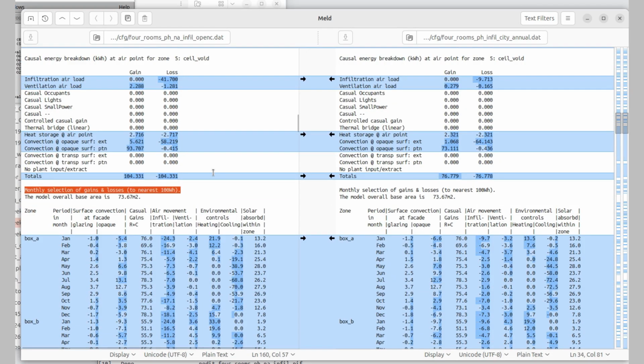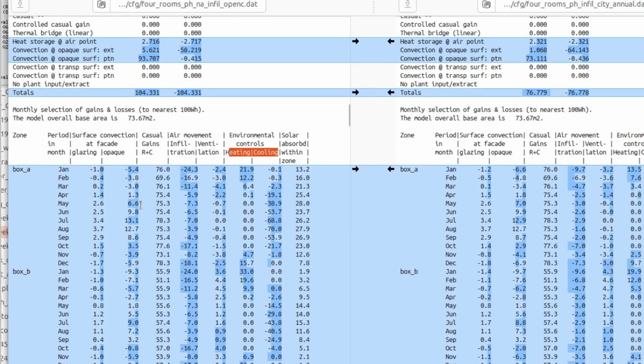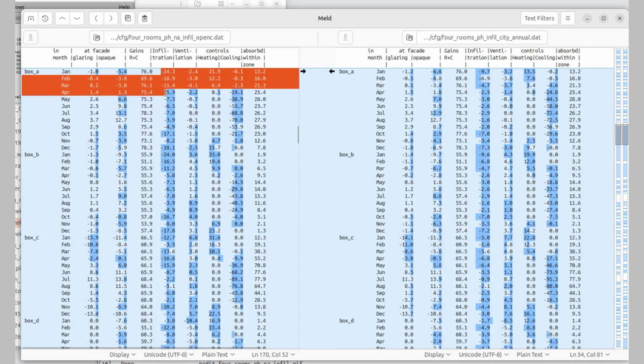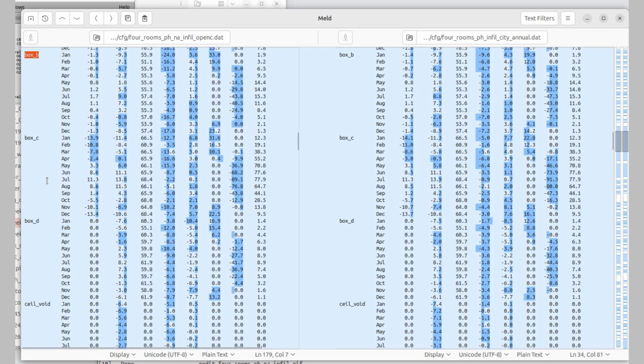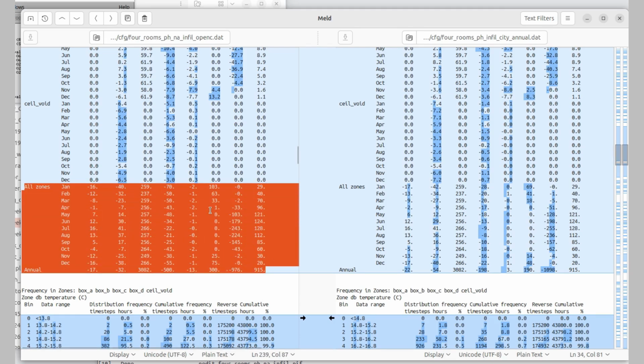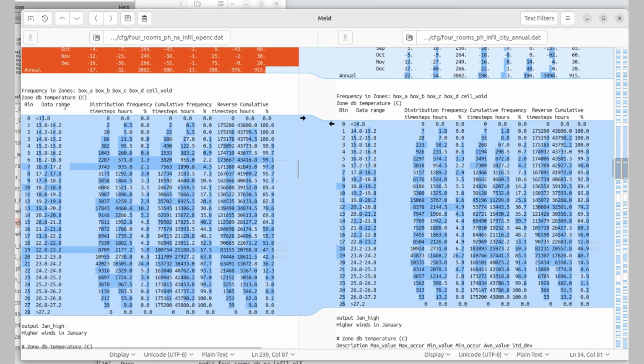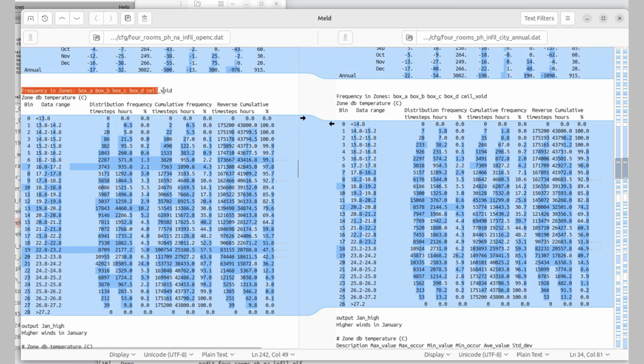Below that is a monthly selection of some gains and losses for each zone and each month. At the bottom of that is a summation for all the zones. Next comes frequency bin, in this case of zone dry bulb temperature. How often was it in each particular temperature band?